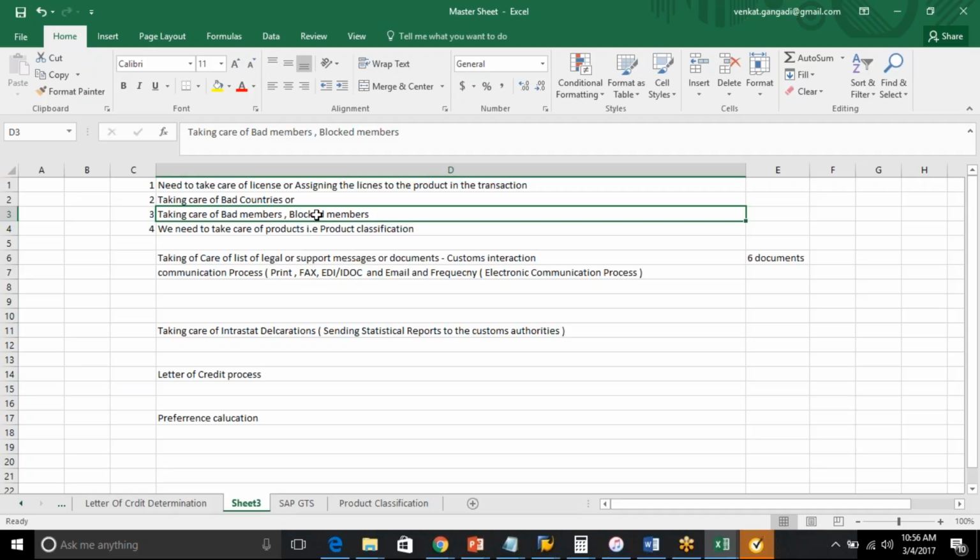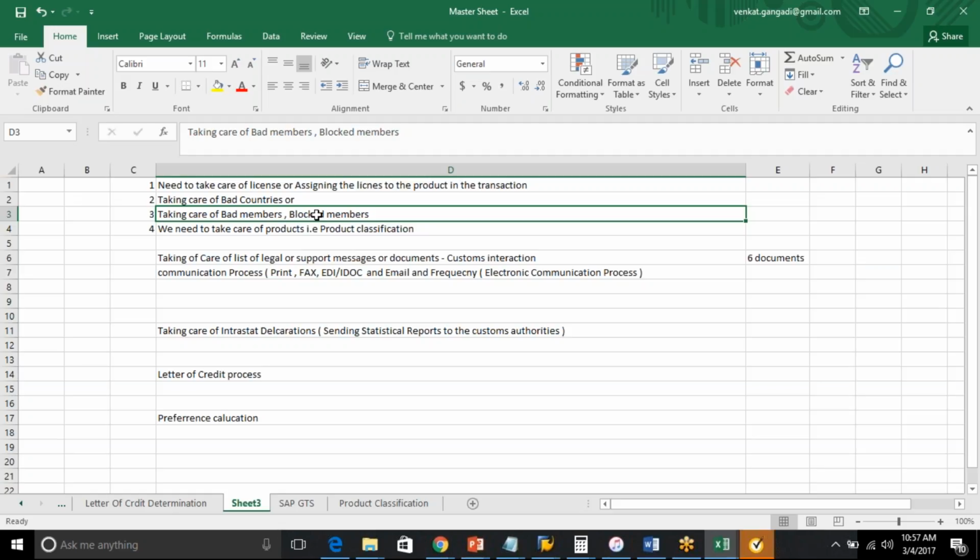So as part of this requirement, you need to make sure the business partner information or details in the customs transaction do not match with the bad members or the blocked members. So you need to validate, right? You need to verify whether the business partner name is matching with the bad member name, whether the business partner address details are matching with the bad member address details. So you need to validate, you need to verify.